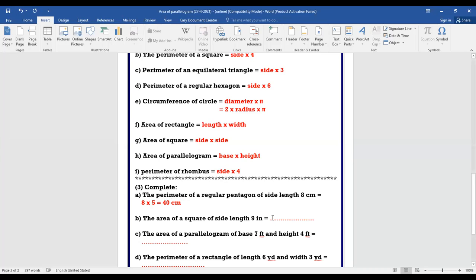The area of a square of side length 9 inches. 9 multiplied by 9. Yes, very good. 9 multiplied by 9 equals 81 square inches.